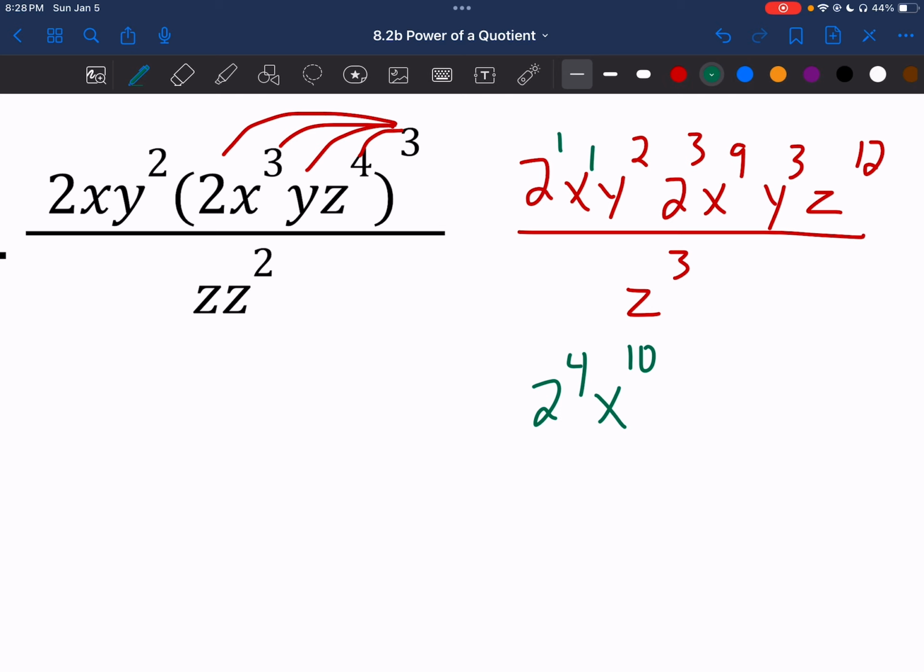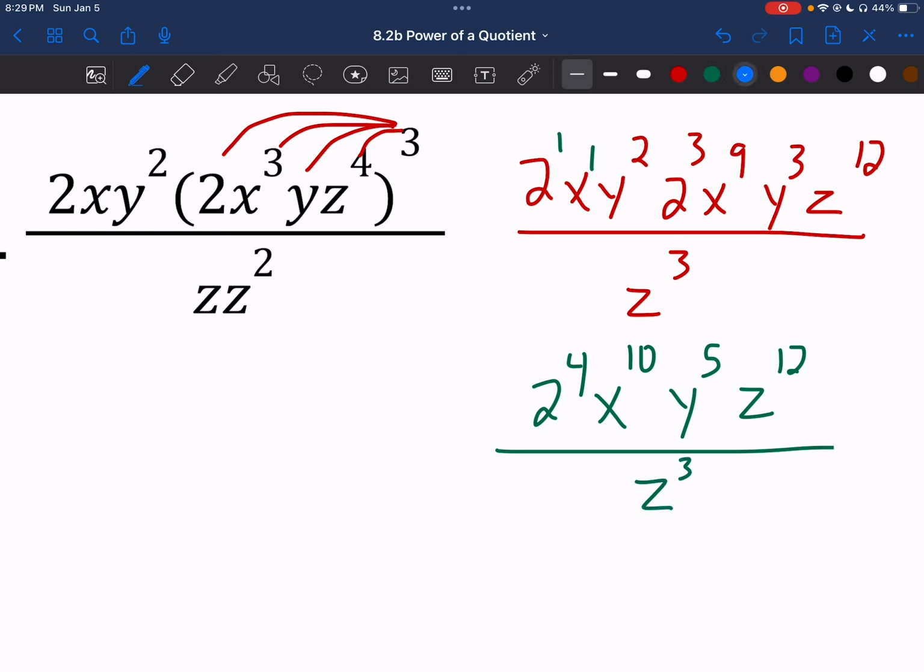Okay. Then I have y to the 2nd and y to the 3rd. So that's y to the 5th power. And then we have a z to the 12th power in the numerator. So that's just combining on top, and we've got z cubed in our denominator.